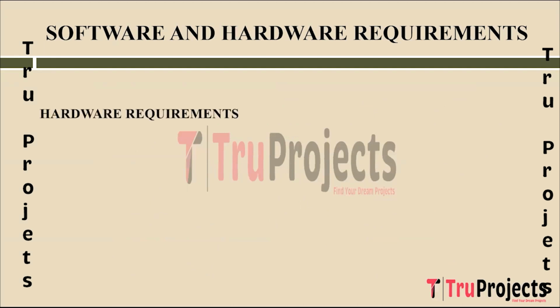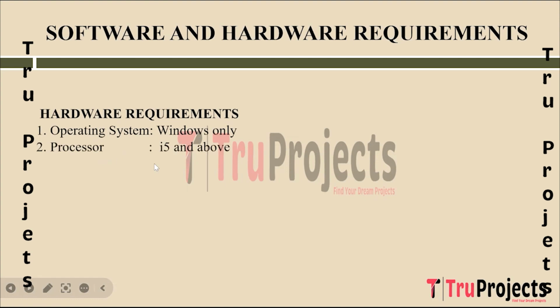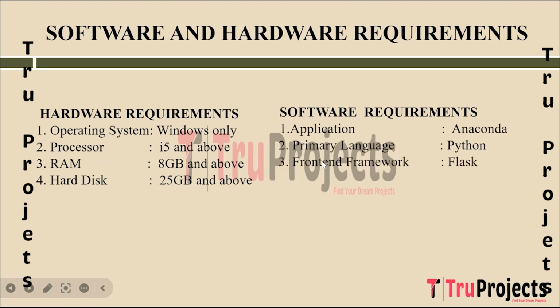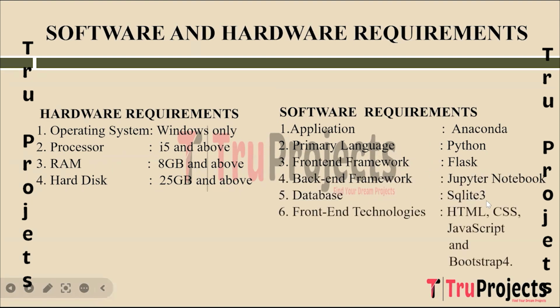Software and hardware requirements. Hardware requirements of the project are operating system of Windows, processor of Wi-Fi and above, RAM of 8 GB and above, hard disk of 25 GB and above. Software requirements of the project are: application is Anaconda, primary language is Python, front-end framework is Flask, back-end framework is Jupyter Notebook, database is SQLite 3, front-end technologies used in the project are HTML, CSS, JavaScript, and Bootstrap 4.